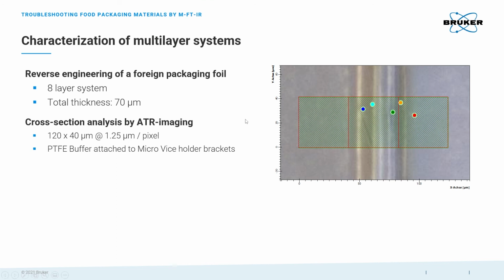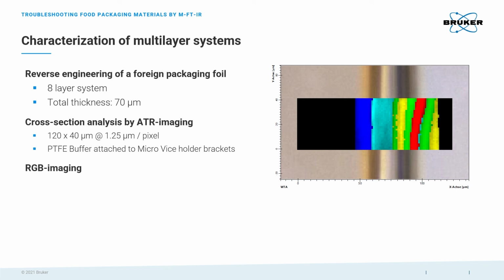What else we did is that we attached a PTFE buffer left and right with the microvise holder, like we did before for our EVOH oxygen barrier analysis. And then we did the characterization of the layers. The characterization took place by univariate evaluation functions, and for each distribution we assign, with this RGB imaging functionality, a certain color code, and then we see the distribution of all components within one plot. And this is what we have done here.